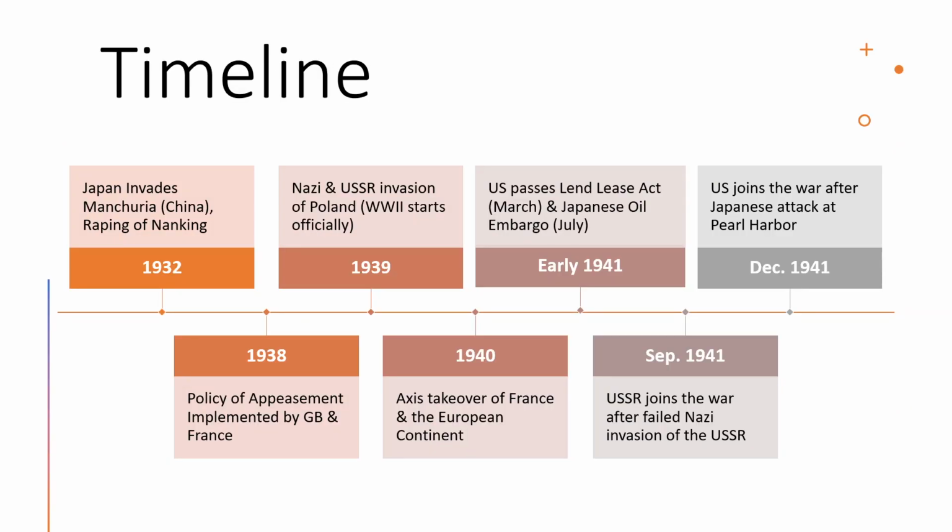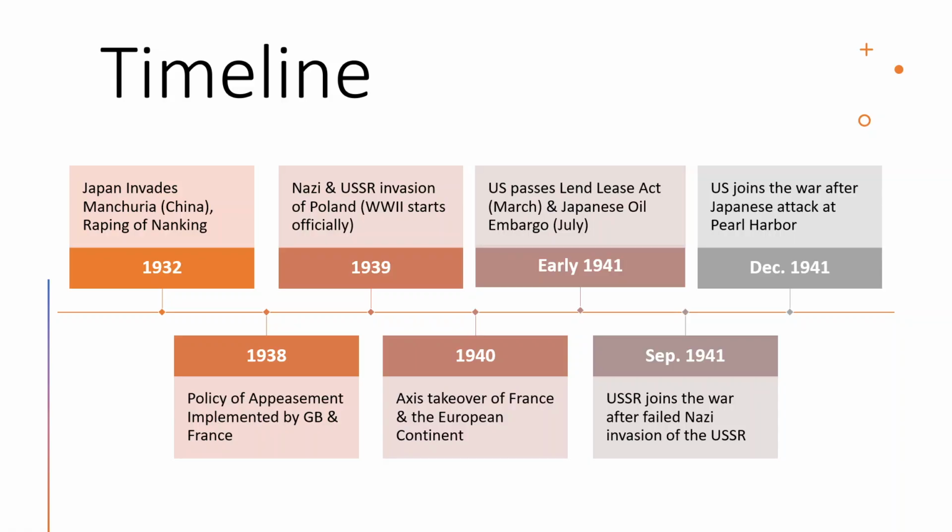Here's a brief timeline of what we talked about last class. This is a very quick TLDR. A lot of historians debate on when World War II actually started. I personally would argue that it would start in 1932 with Japan invading Manchuria, aka China, with the raping of Nanking. Next major event is going to be Hitler's invasion, the Nazi invasion of Czechoslovakia in 1938. Remember, Great Britain and France adopt the policy of appeasement, basically hoping if they give Hitler what he wants, everything's going to be fine. It does not end up fine.